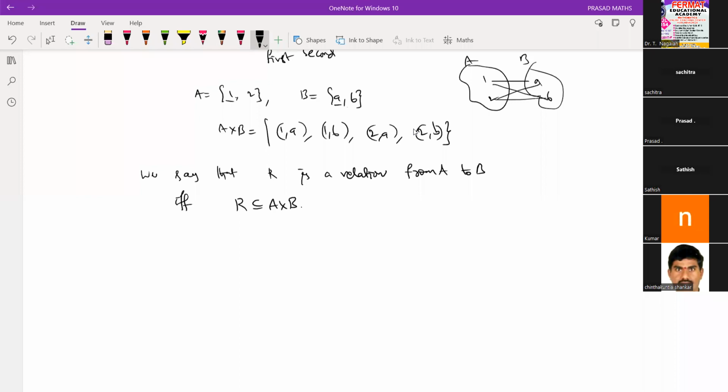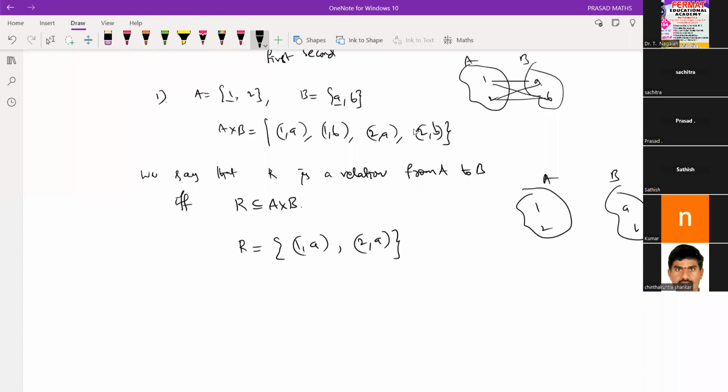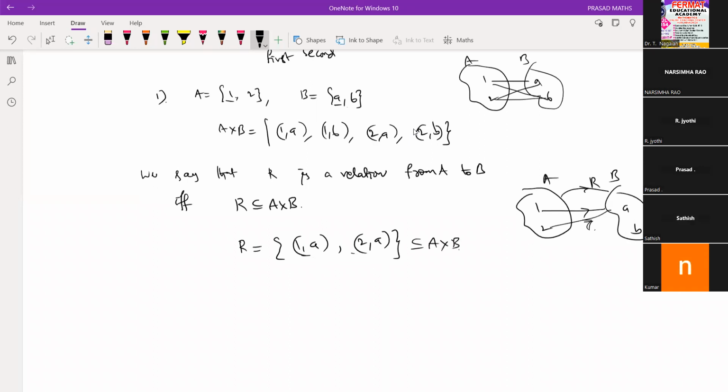Suppose, for instance, you take this example, continuing with it. Suppose R equals {(1, a), (2, a)}. Is it a relation from A to B? This is my A, {1, 2}, and this is B, {a, b}. My R is 1 goes to a, next 2 goes to a. So is it a relation? Yes, because it is a subset of A cross B. Therefore, R is a relation from A to B.